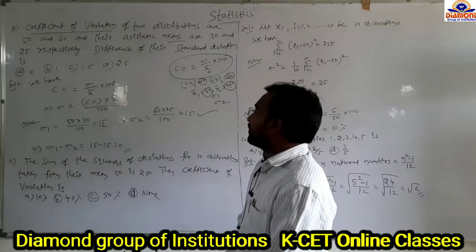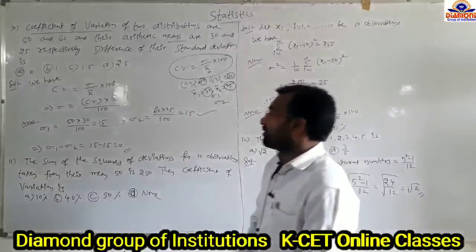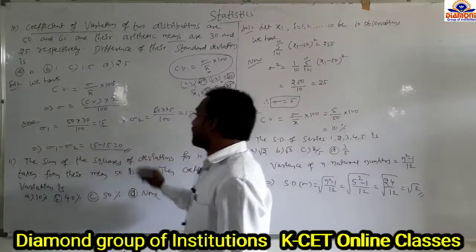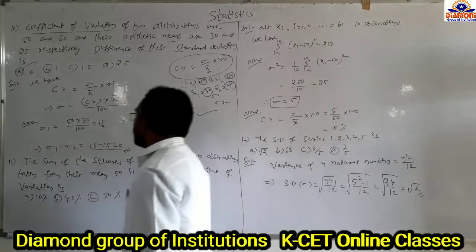Next, calculating the difference of standard deviations, sigma 1 minus sigma 2. This equals 15 minus 15, which is 0. So the option is A. Next problem.